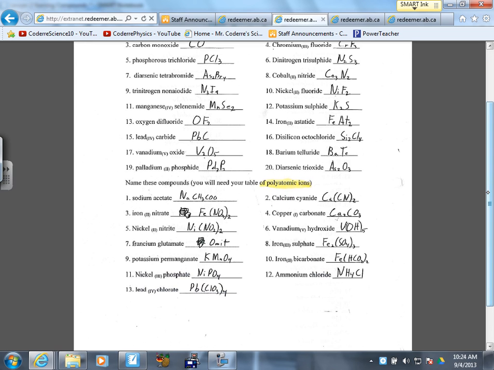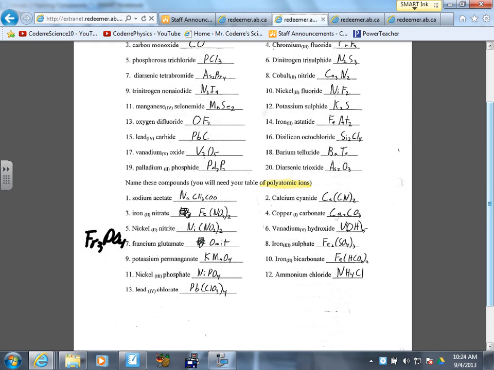It says on my key here francium glutamate, and then omit. The reason I have that on the key is because you don't have glutamate on your new table of polyatomic ions. So I changed your sheet but forgot to change the key. Your sheet says francium phosphate. So francium phosphate should come out to Fr3PO4. Just change yours, it says francium phosphate. Don't get confused when you look at the key here.